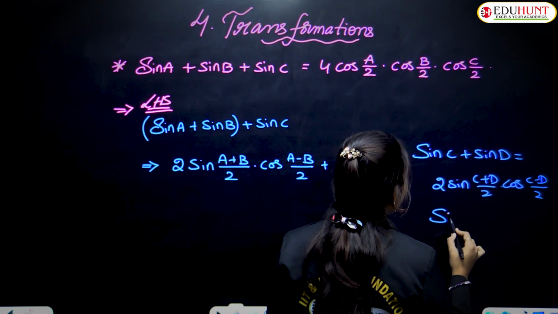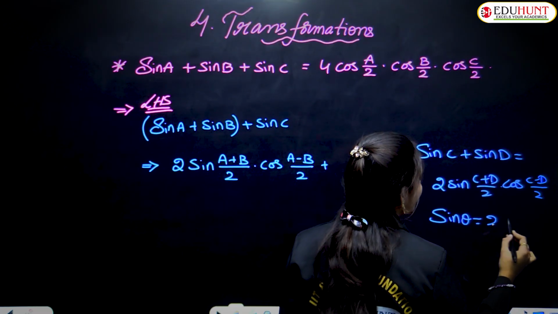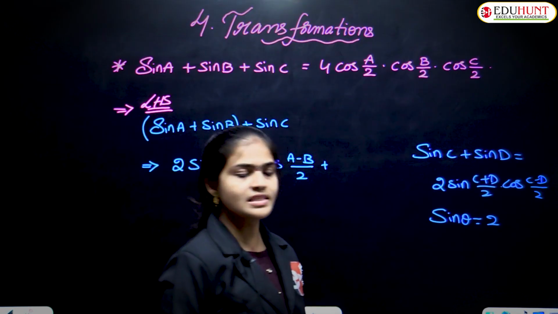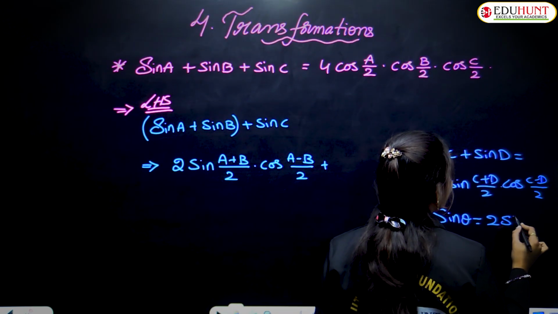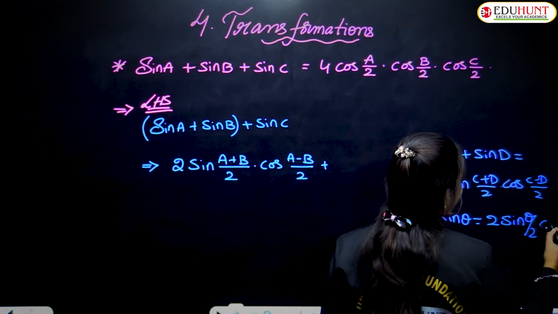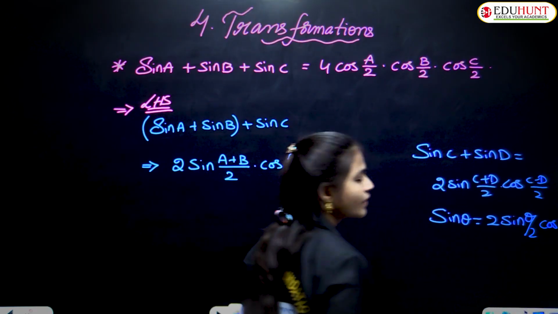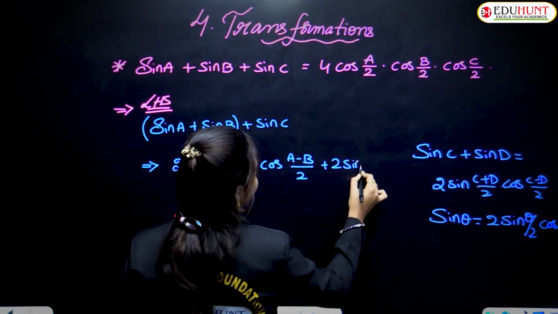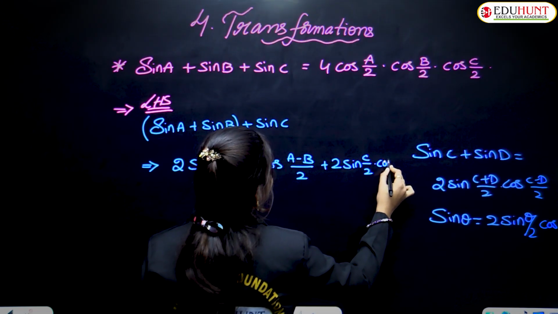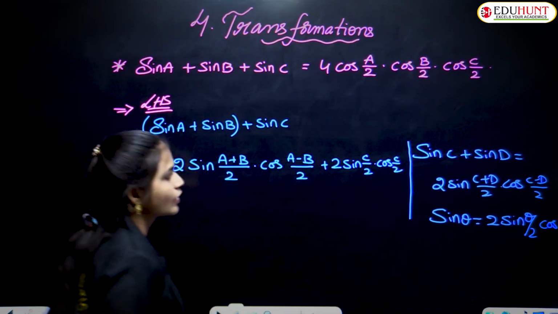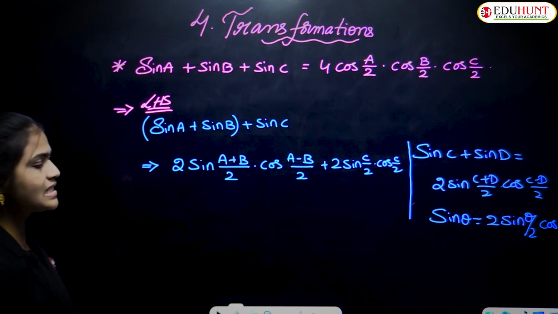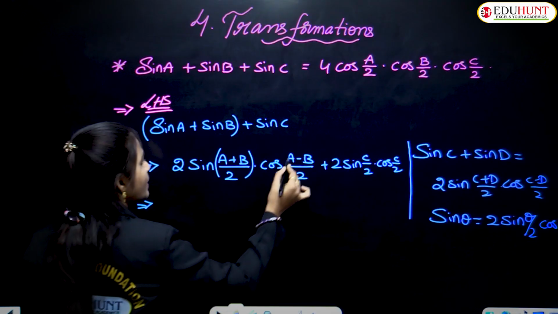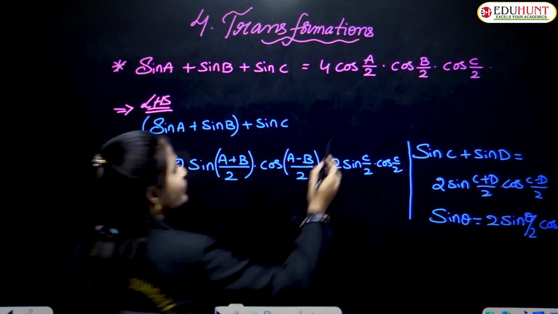The sin 2 theta formula we know: sin 2 theta is equal to 2 sin theta cos theta. So here sin theta is equal to 2 sin theta by 2 cos theta by 2. Clear? So here, plus 2 sin C by 2 cos C by 2. Here we have the angles (A plus B) by 2 and (A minus B) by 2.